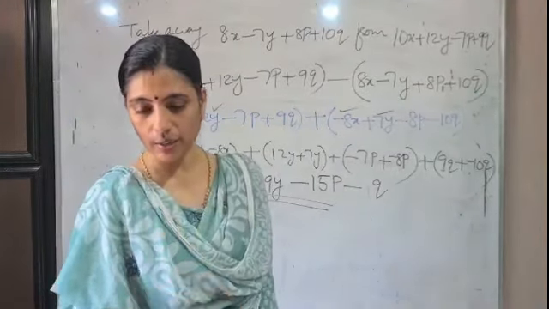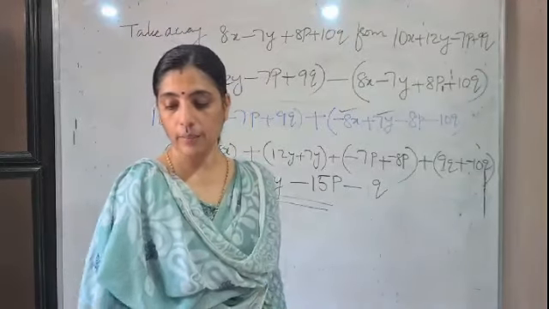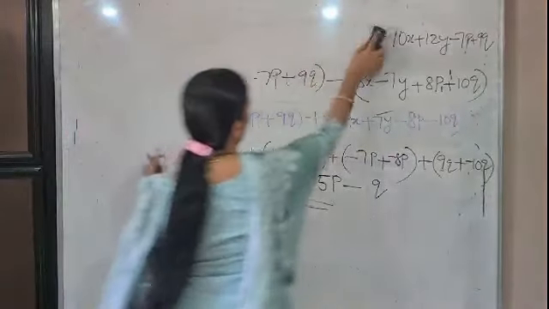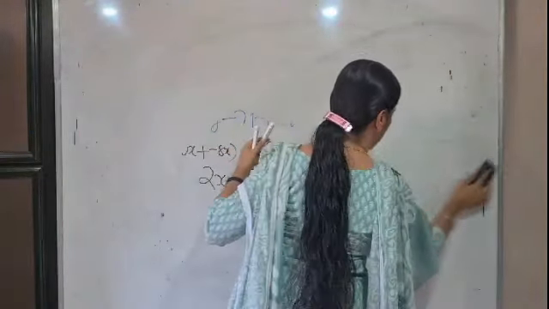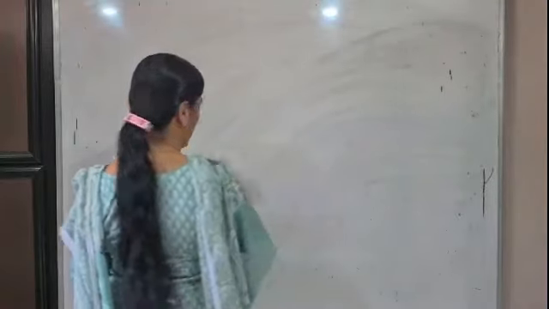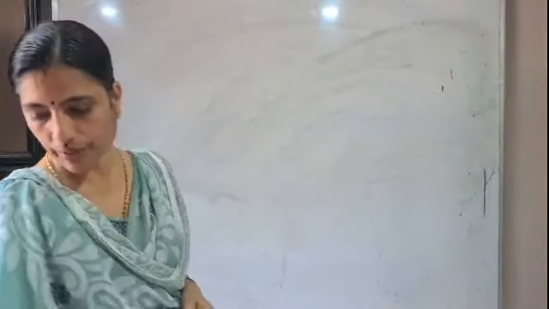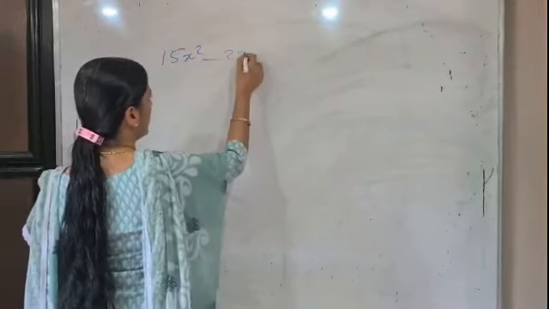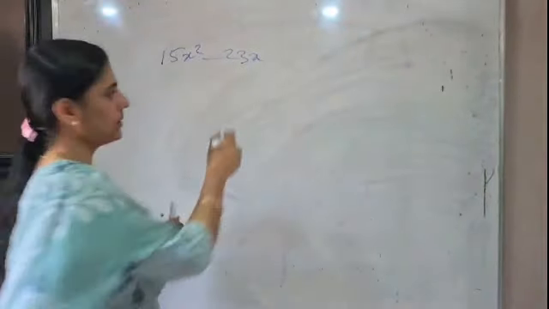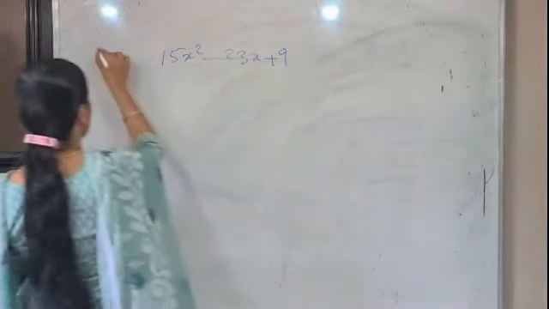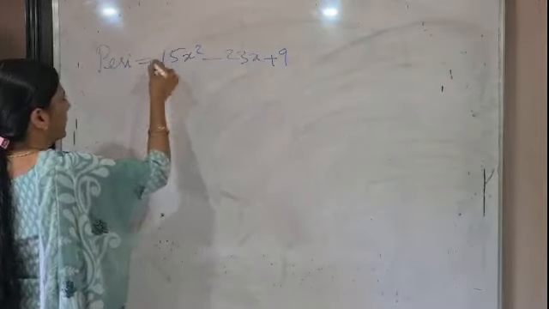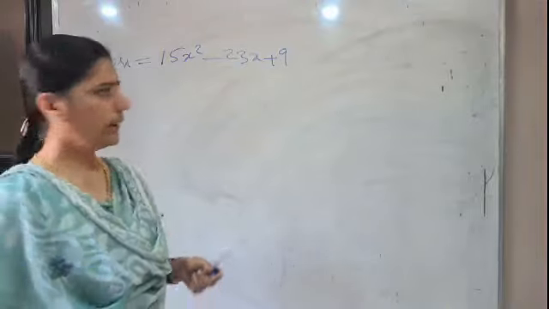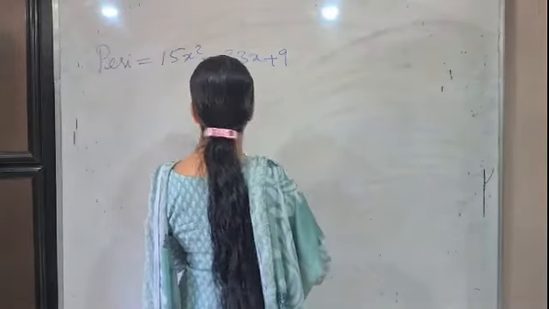Last 2-3 minutes I can do one more problem. I think you write example 6. Example 6. The perimeter of a triangle is 15x square minus 23x plus 9. This is the perimeter. Perimeter of a triangle is this one, and 2 of its sides are, okay, just to draw.